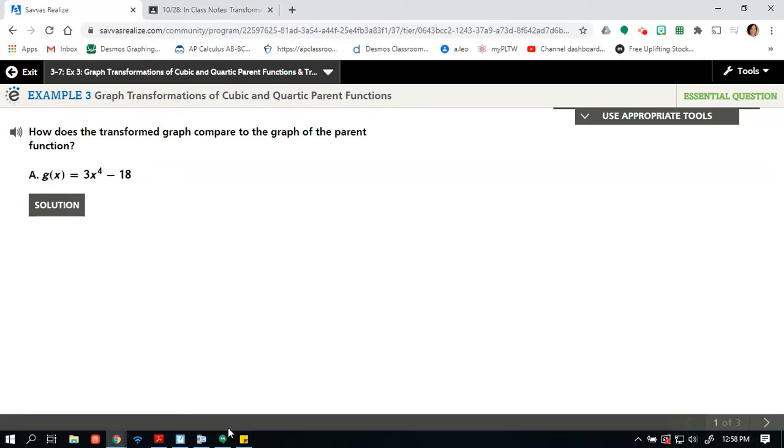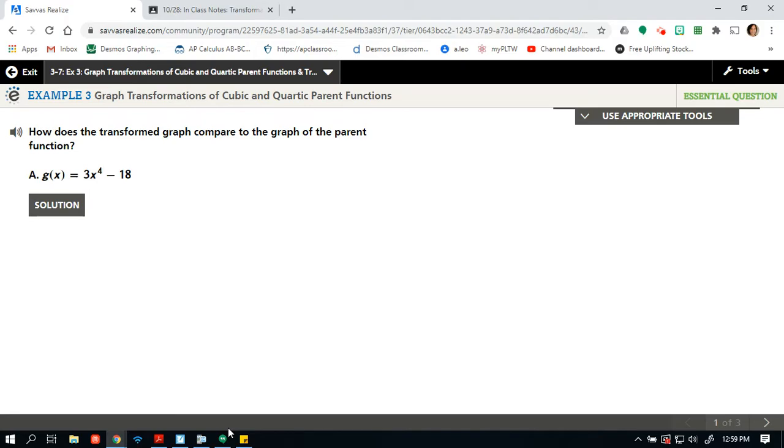Hello everybody and welcome to another enVision's Algebra 2 video for topic 3, lesson 7. We're going to look at example 3, graph transformations of a cubic and quartic parent function. So quartic meaning x to the power of 4. We've seen transformations of absolute values and quadratics in topic 1. So this is taking it a step further.